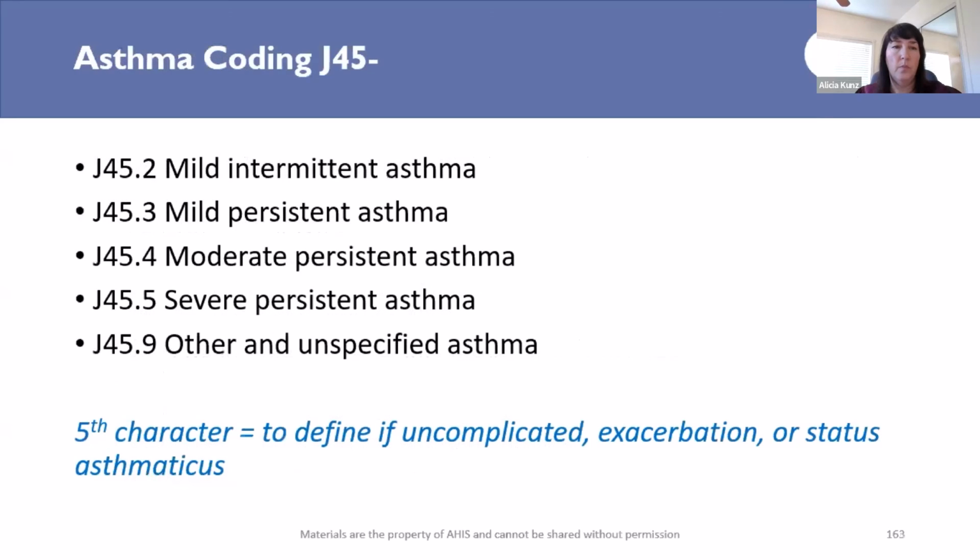Next. Asthma, J45 codes. We have a bunch of different types. We have mild intermittent, mild persistent, moderate persistent, severe persistent. There's quite a few asthma codes. However, most of the time we don't have that information. So just be aware that if they see a pulmonologist, that's where you're probably going to find that information. And your fifth character on your asthma codes will tell you if it's uncomplicated asthma, with exacerbation, or status asthmaticus, which is an emergency. Probably you're not going to see that. Next.